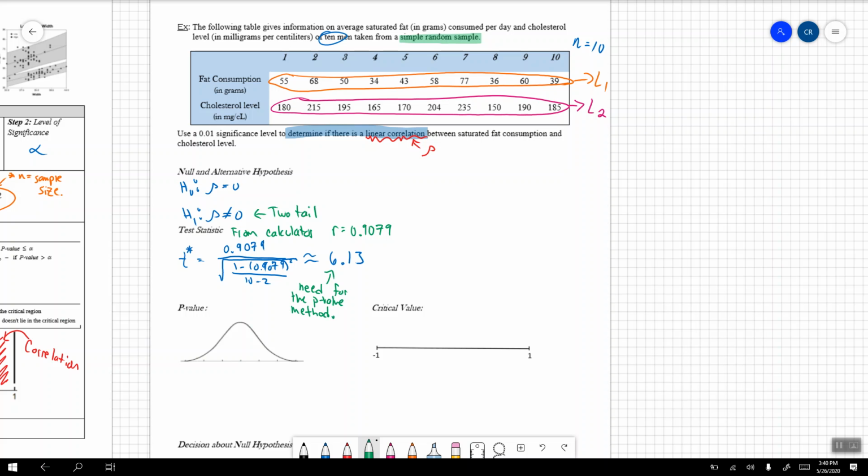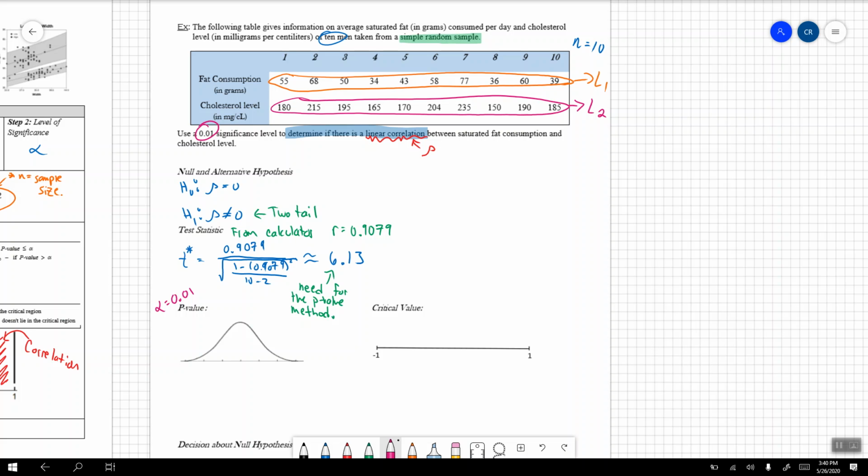Alright, so we're going to need it for the p-value method. Now, how are we going to go about the p-value method? Well, for the p-value method, we're going to need to look at the significance level. We are given a significance level of 0.01. So let's analyze this. All right, I need a p-value.